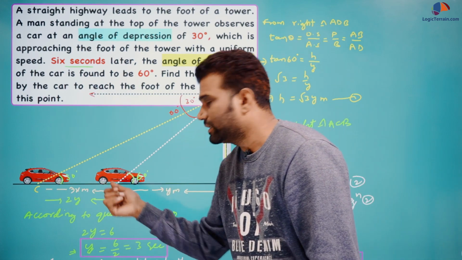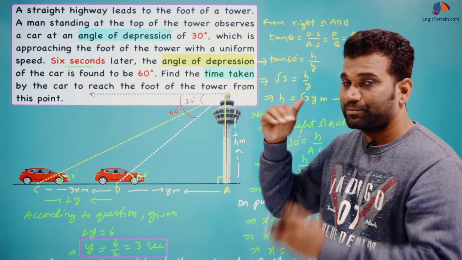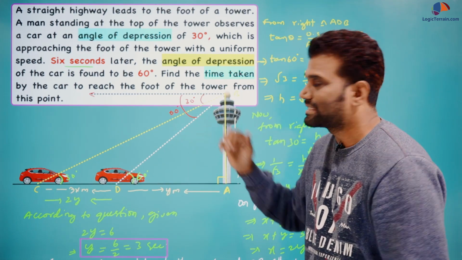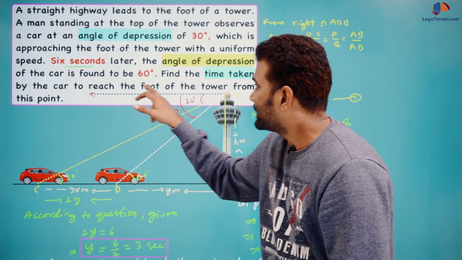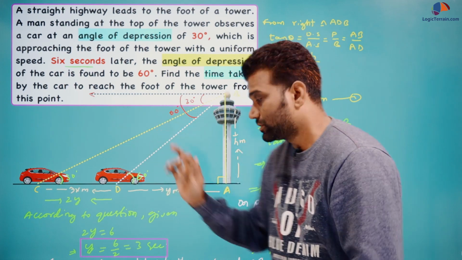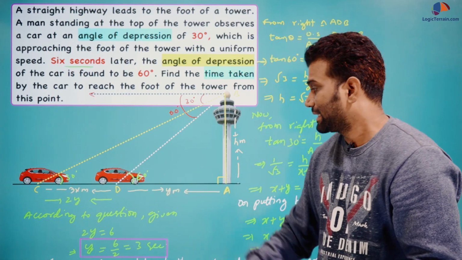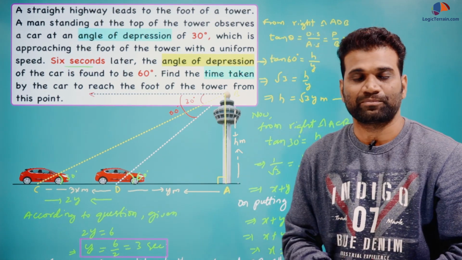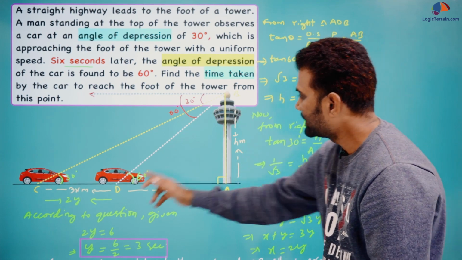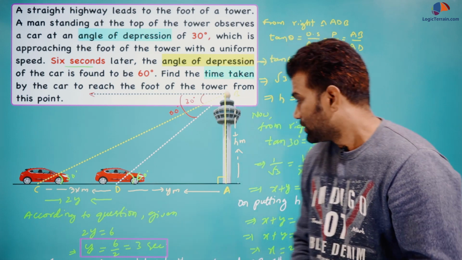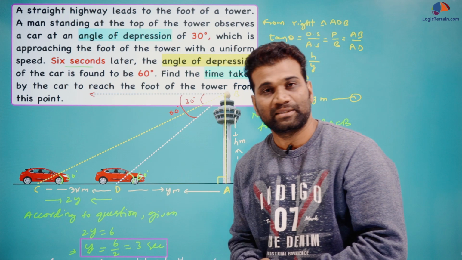So from here to here, the car moved in how much time? 6 seconds. So at this point he observed the angle of depression of the car is 60 degrees, right? Then find the time taken by the car to reach the foot of the tower from this point. So here to here we need to find the time taken by this car to reach the foot of the tower. So again we have two right angle triangles, one is ABD, another one is ABC. Anyhow we have assumed this is h, let us assume this is y, and this length is x, right?